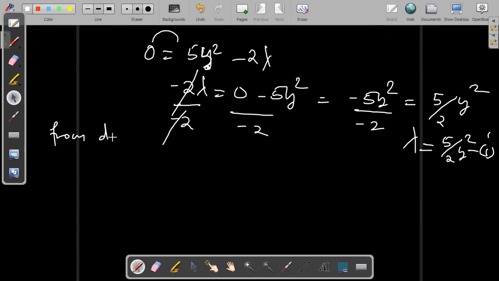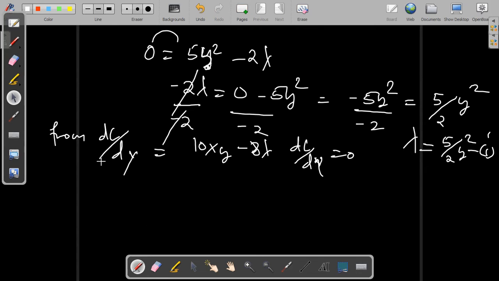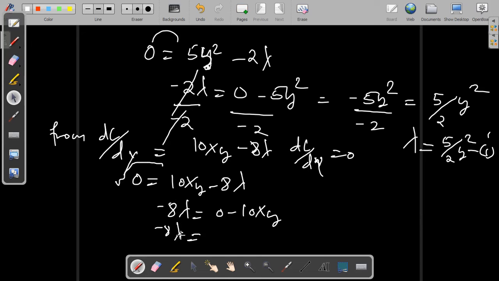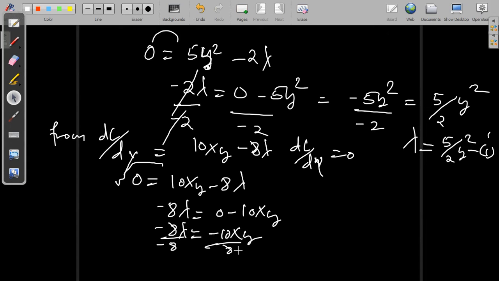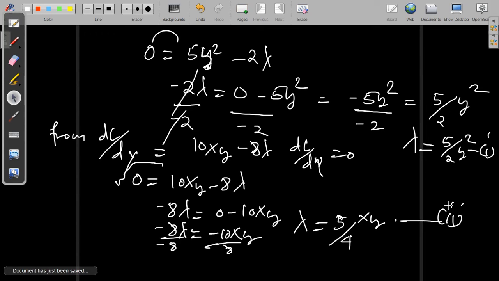Now take the second equation, dL over dy, which is equal to 10xy minus 8 lambda. Equate dL over dy to 0. Then it will be 0 is equal to 10xy minus 8 lambda. When you make lambda the subject, negative 8 lambda is equal to 0 minus 10xy. You divide both sides by negative 8, and you remain with lambda equal to 10xy over 8, which is 5xy over 4.